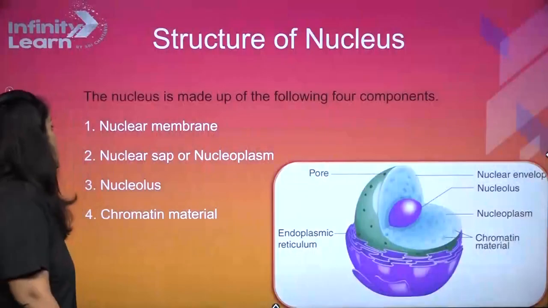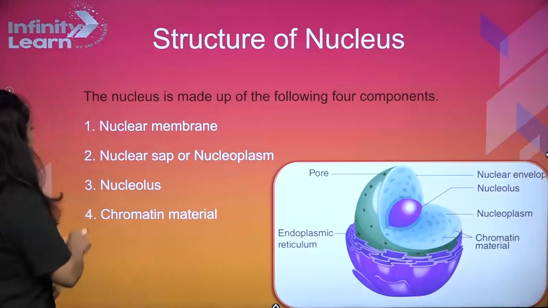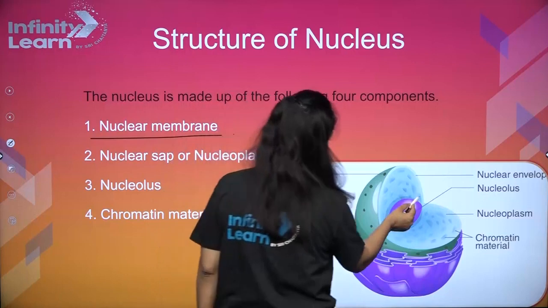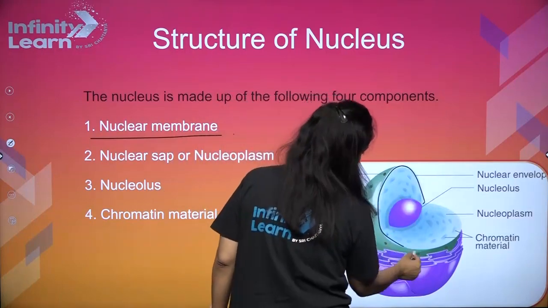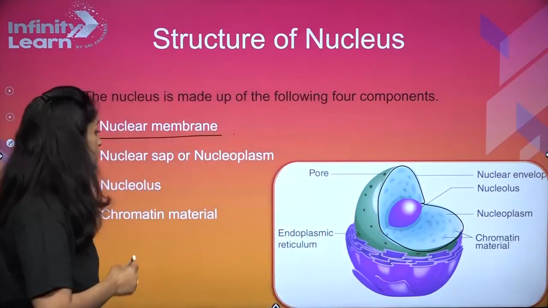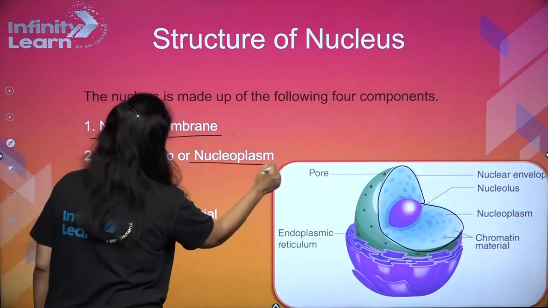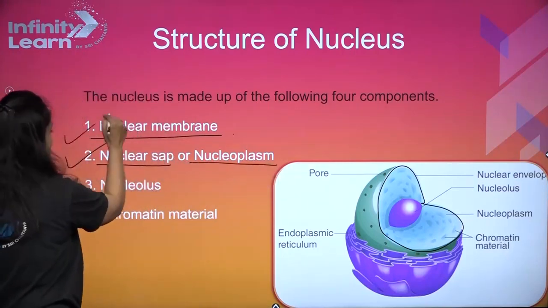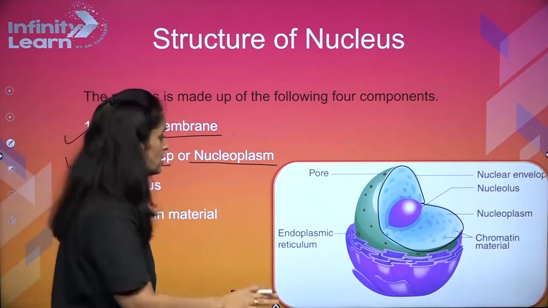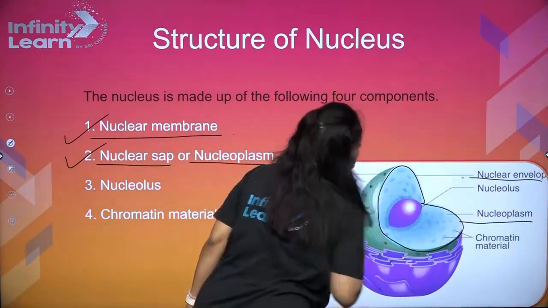Fantastic. Now, the nucleus is made up of what all things? Going from outside to inside, first we have the nuclear membrane, also referred to as the nuclear envelope, right? So it is a bilayer. Then inside it we have nucleus sap, also called nucleoplasm. Just like cytoplasm is outside, the matrix over here is filled up with nucleoplasm, right? So nuclear envelope, nucleoplasm.